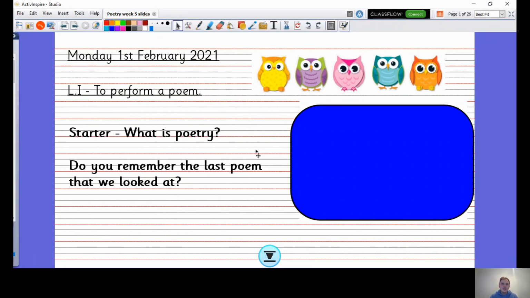So we're starting a new unit today. We're moving away from our traditional tales. You guys have done a brilliant job with those. And we're now going to be looking at some poetry. And we're going to do poetry for 2 weeks. This will take us up to half term. And then after half term, we'll be looking at something new again.